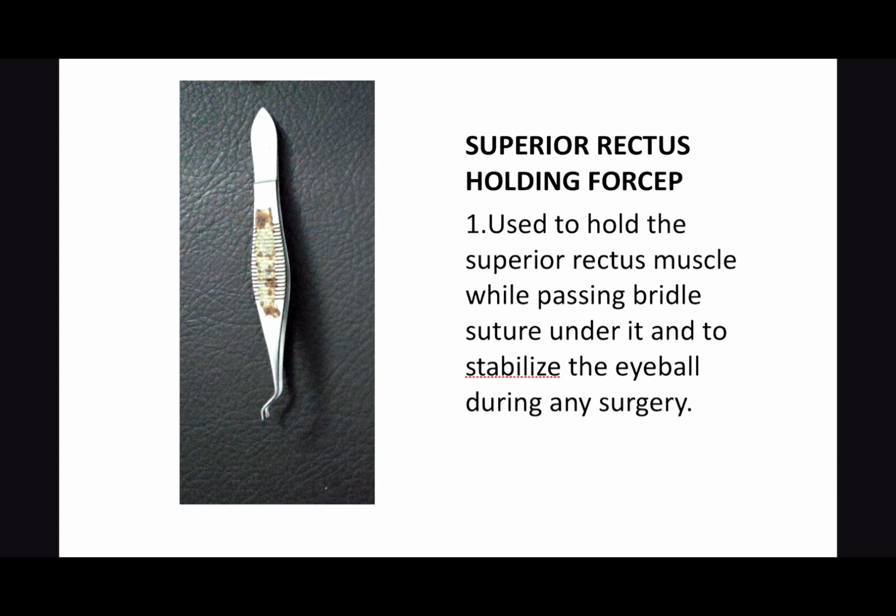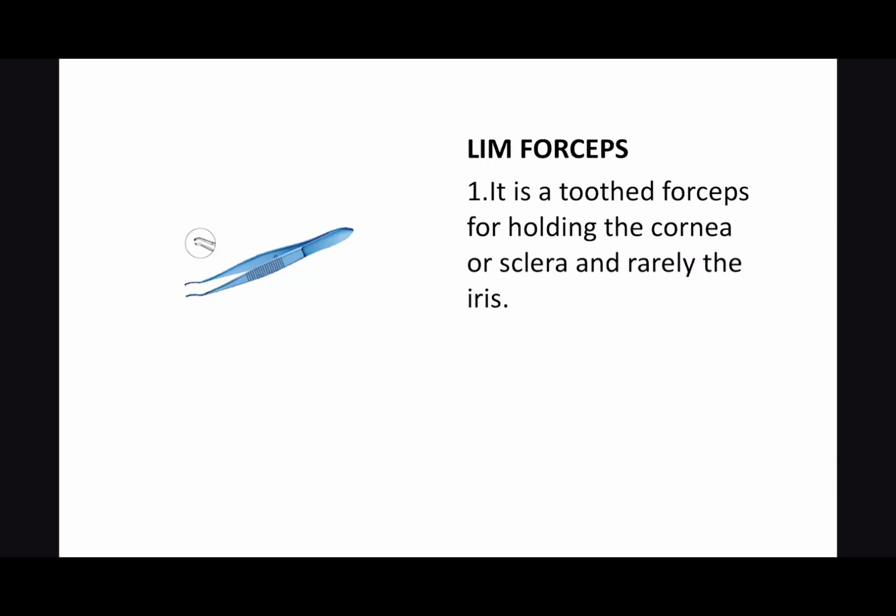during any surgery. This is the limbal forceps, very similar to the superior rectus holding forceps, but here there is a single tooth on both sides and it is short as compared to the other one. It is used as a tooth forceps for holding the cornea or sclera and rarely the iris.